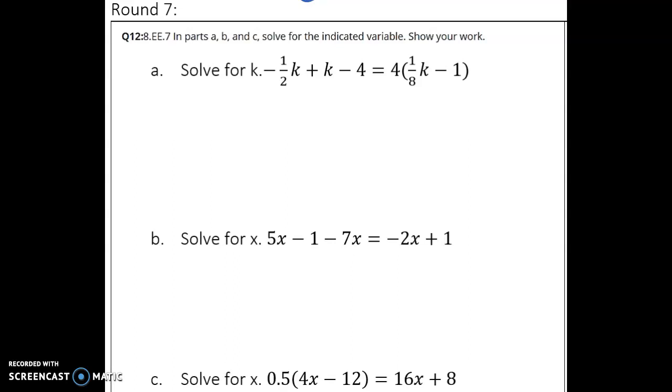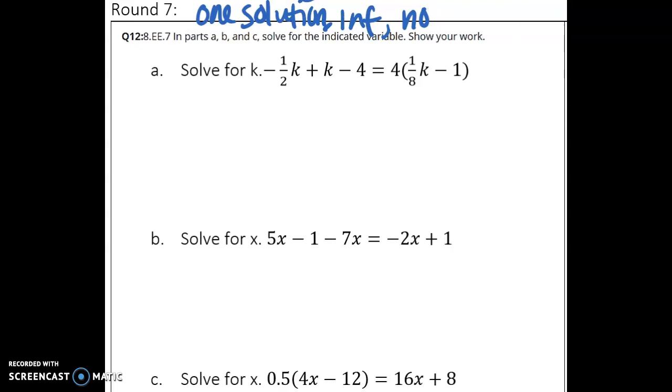This final round can be a little bit intimidating because we're starting to look at fractions and decimals. We also need to remember that when we're solving equations, we have the option of one solution, infinitely many solutions, or no solution. So let's keep that in mind as we're going along here.